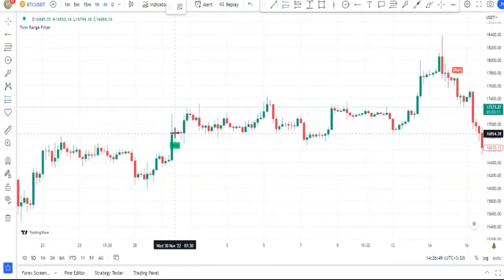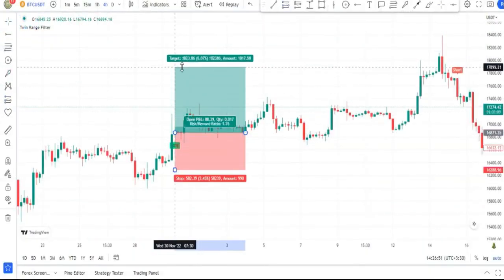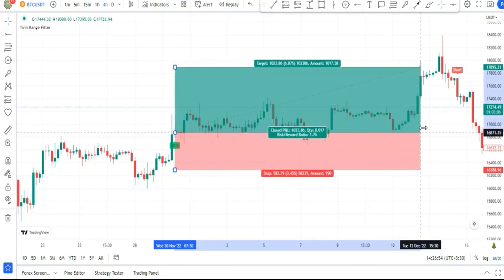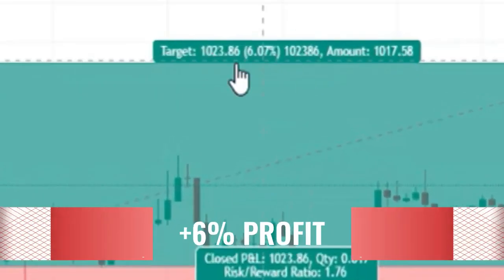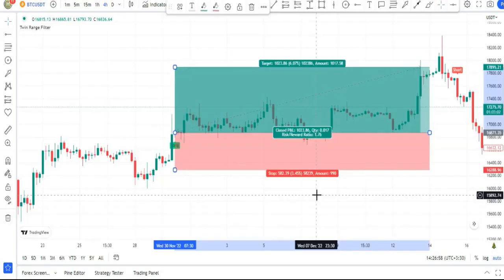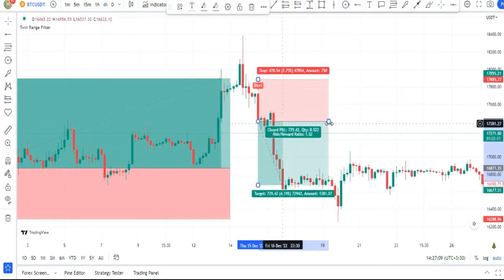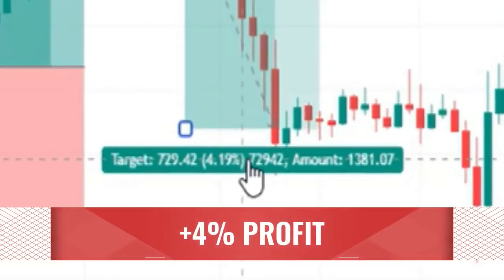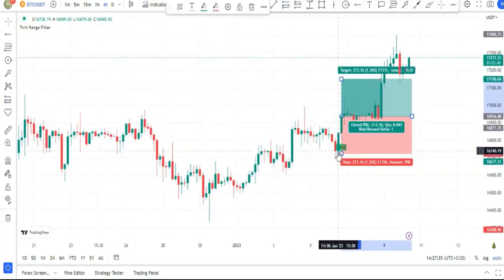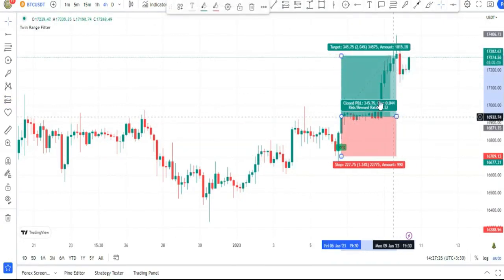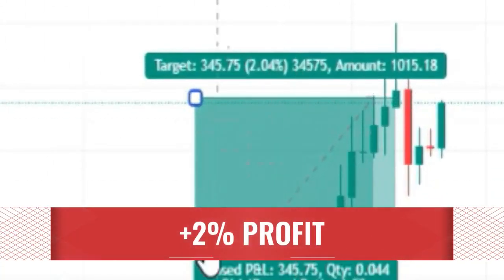A long signal issued by the Twin Range indicator and it made 6% profit on the spot mode. The next one is a short signal which made 4% profit on the spot mode. And the next long signal made 2% profit.